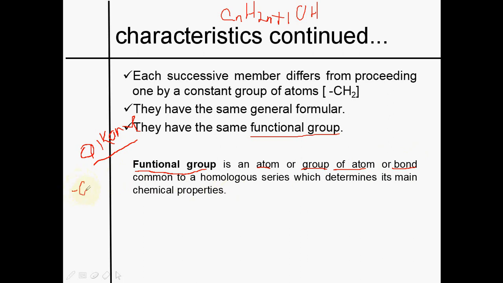For alkanes we have no atoms, but we show it by the single bond between carbon atoms. Every time you see a single bond, that's the functional group for an alkane. For alkenes, we show it using the double bond. So the functional group for alkenes is just the double bond. Even the way alkenes will react depends on the position of the double bond.